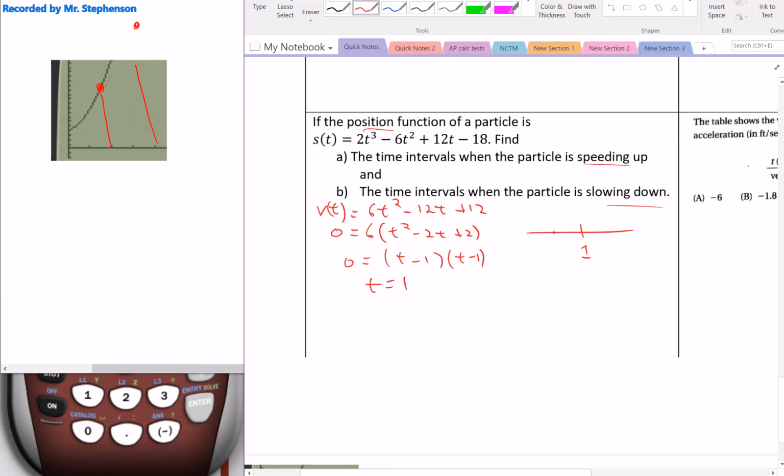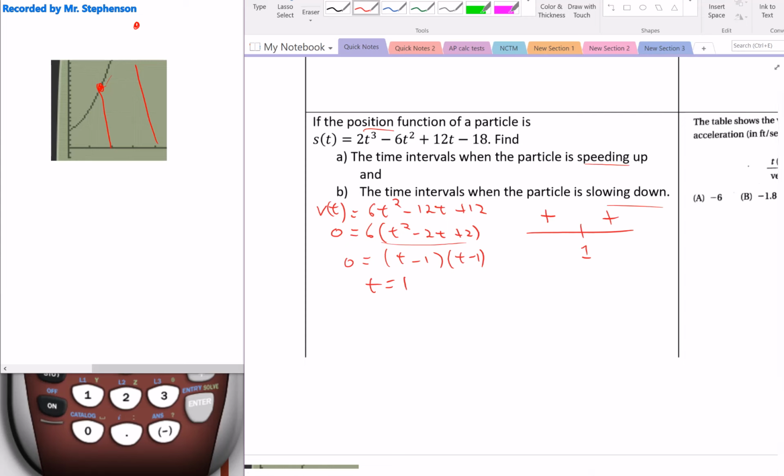Here's 1. I need to check left and right, so let's plug in a number over here. Let's try 0. If I plug in 0, I will get 0 minus 0 plus 12, which is positive. So here the velocity is positive. Right of 1, like 2 or something, I would also get positive numbers, right? If you plug it in down here, you're going to get positive, positive, and so this is also going to be positive. So basically my velocity is always positive.